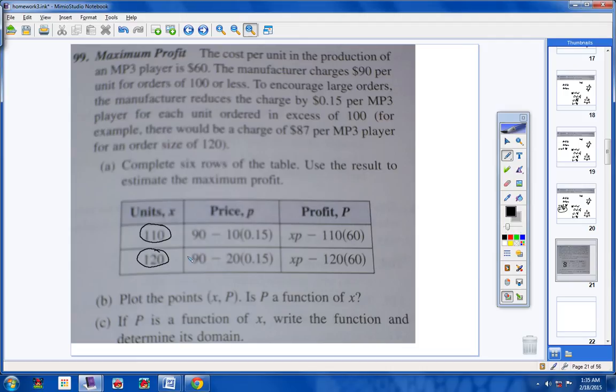So if we did all these 6 values, all that you're doing, guys, is coming over here and putting in values. Okay? You've got your price P right here, and then your profit P, and all they want you to do is just put in the correct values here and figure it out. See this X right here? What is X? Unit X, 100. So for X you would put 110.